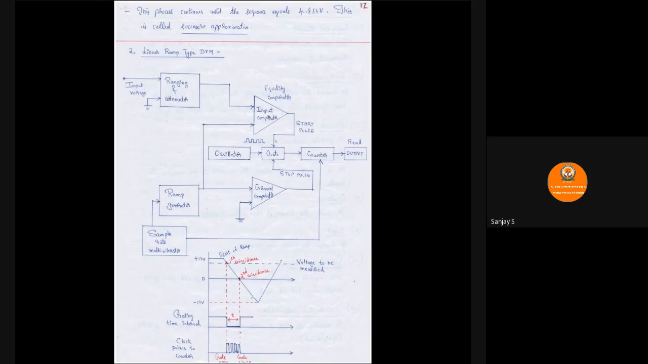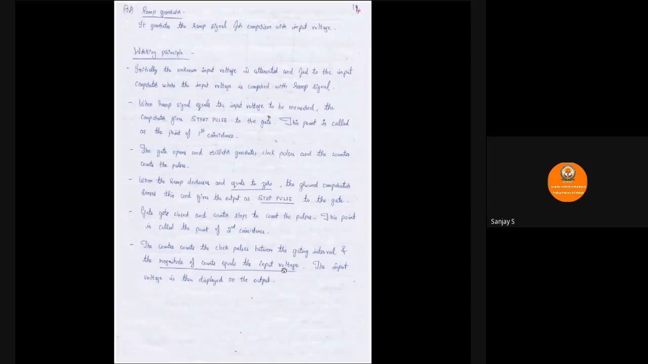So here we can see the gating time interval between start pulse and stop pulse in the waveform indicated by small t, and then gate opening and gate closing. In between that, the number of clock pulses have been generated. So the magnitude of count basically equals the unknown input voltage. So this is nothing but linear ramp type DVM.